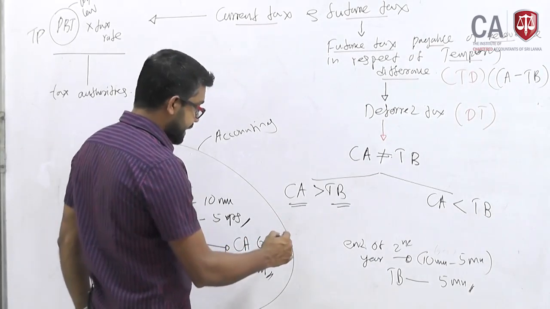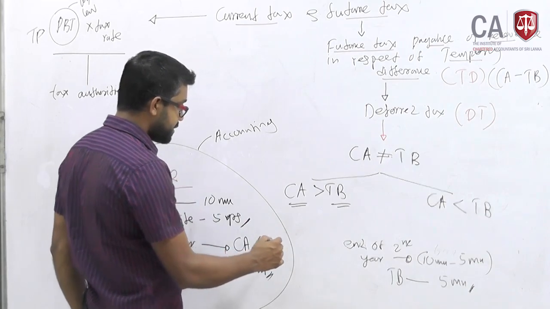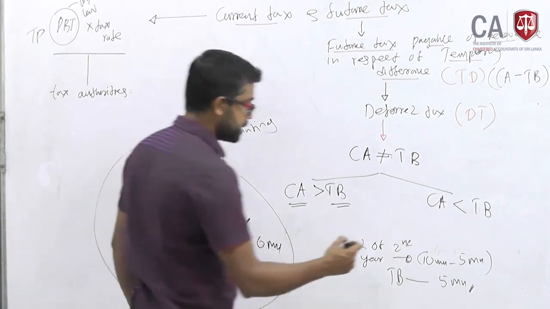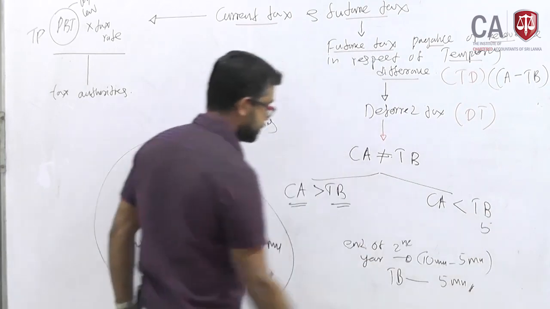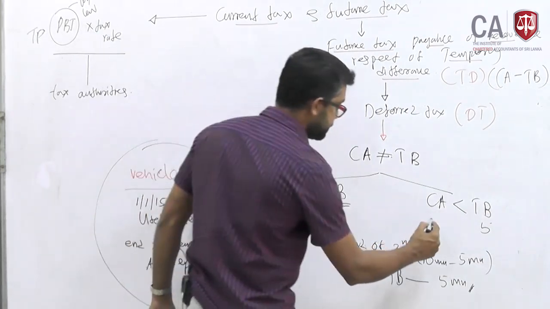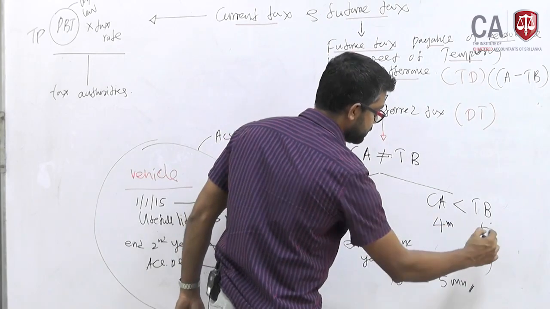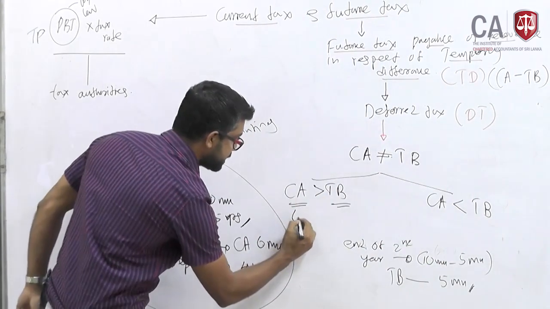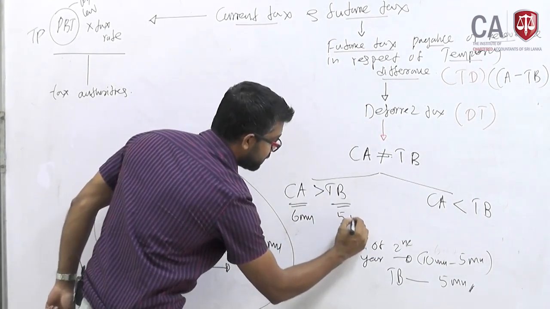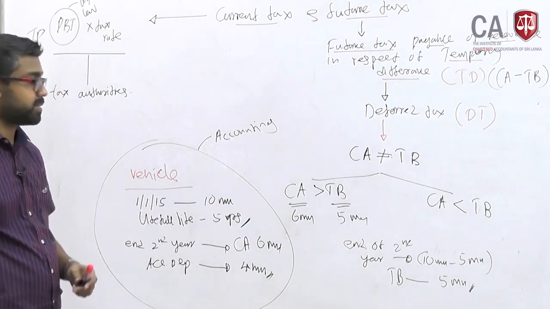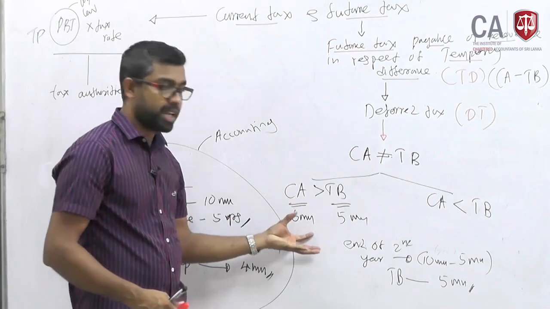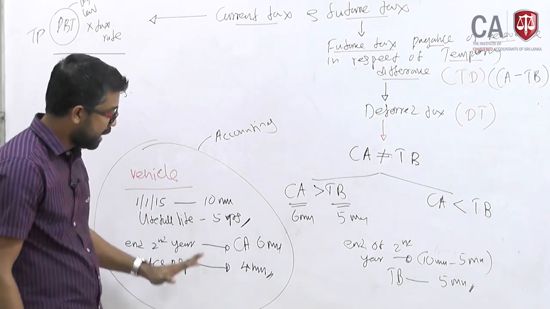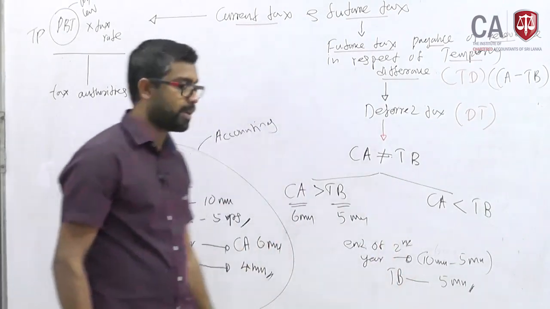Now carrying amount is higher. Tax base is higher. Carrying amount is lower. 4 million. Sorry, 6 million, other side. 6 million, here 5 million. Look at it, it's come under this. Accounting carrying amount 6 million, tax base 5 million. Carrying amount, tax written down value basically. This is accounting written down value 6 million, tax written down value 5 million.